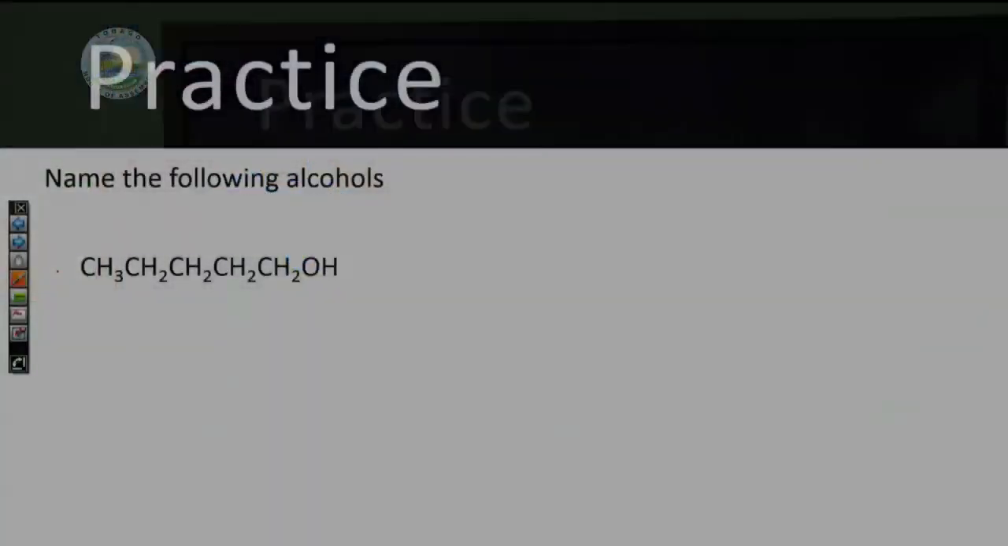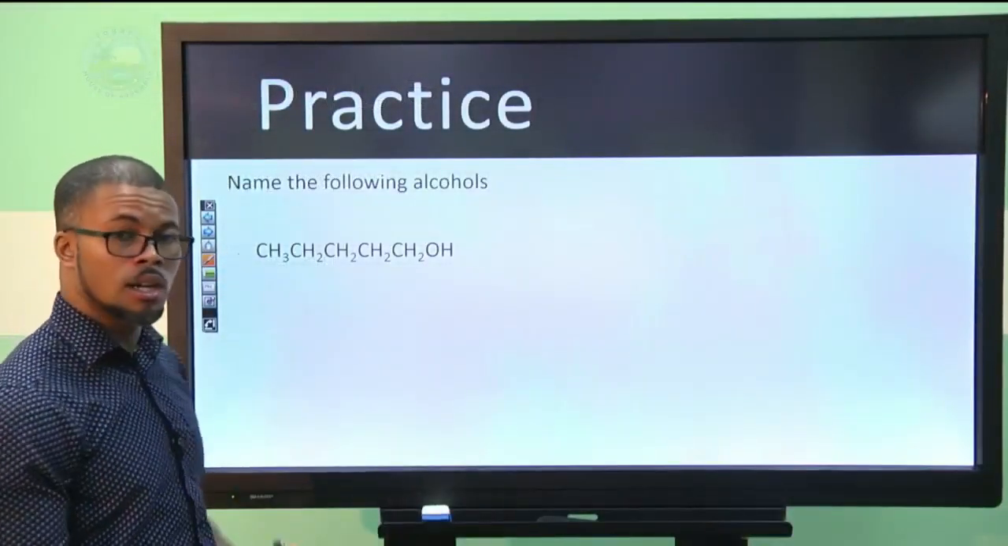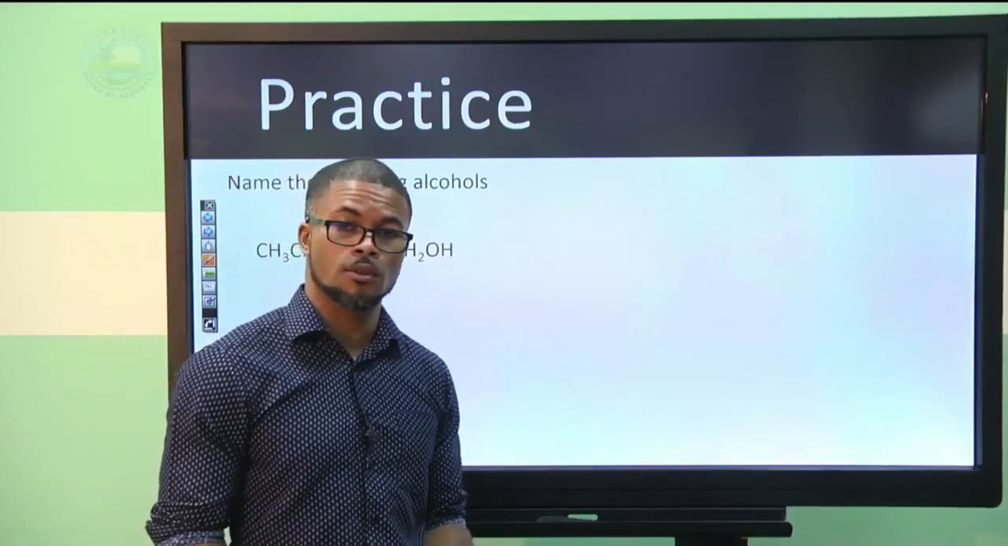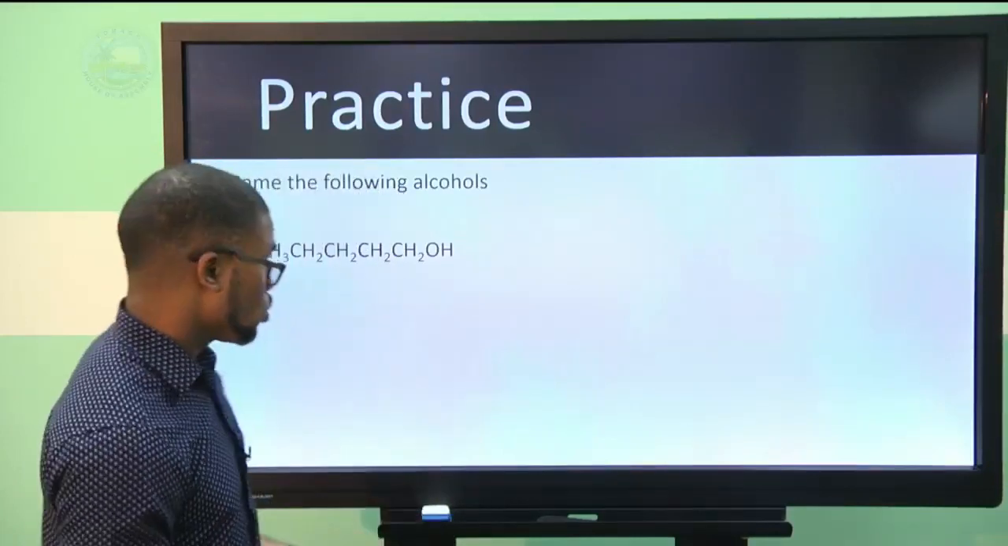All right, so let's do a little practice. Name the following alcohols. So we're going to name this alcohol. As you can see, these are condensed formulas. I did this on purpose so that you will have the practice. For those who do not remember, anytime we have the condensed formula, what does it mean? So we see a CH3 group here. It means, therefore, it's carbon bonded to 3 hydrogens.